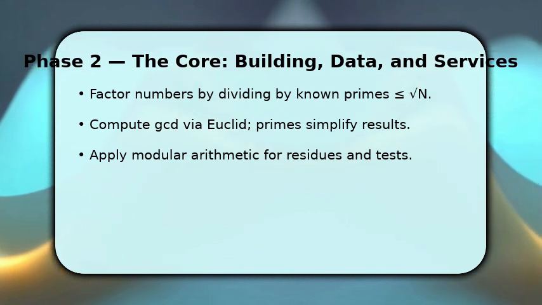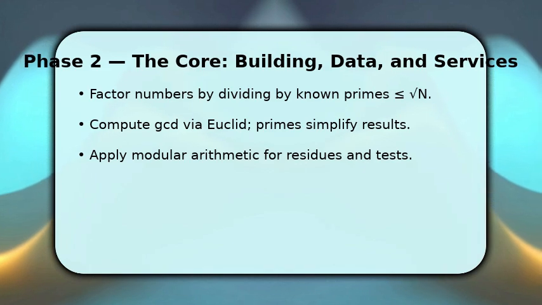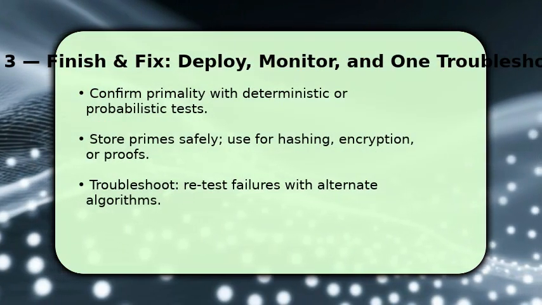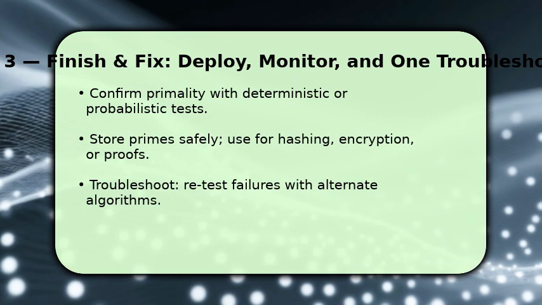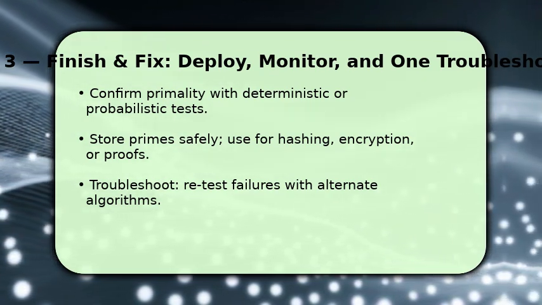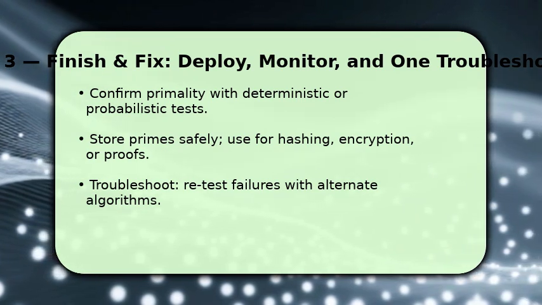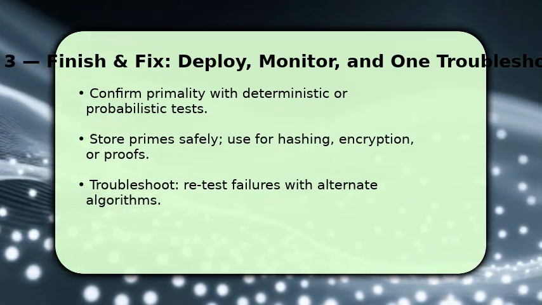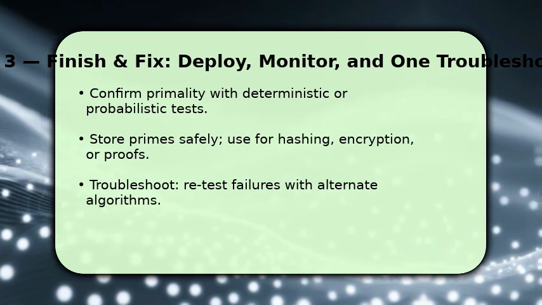You wrap up by validating results and preparing for use. Run a deterministic test for small numbers or a probabilistic test like Miller-Rabin for larger ones. Repeat a few rounds to increase confidence. Once validated, save primes in a clear format and apply them to tasks, hashing, encryption keys, or mathematical proofs.